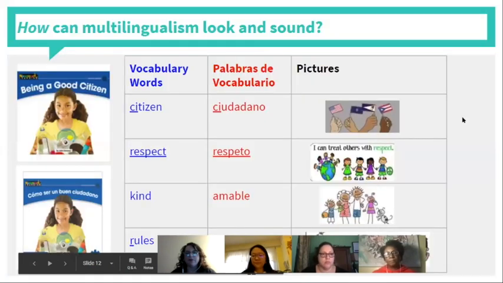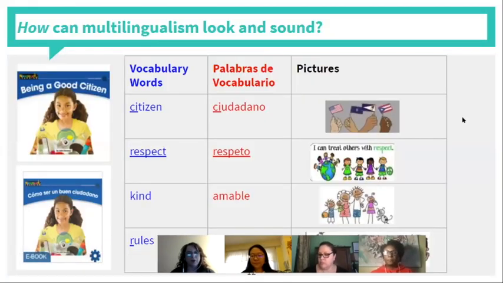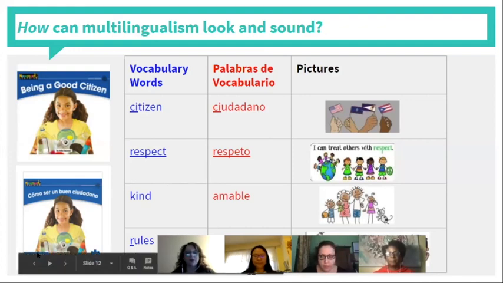This is an example of a chart that I used with my third grade group. These are dual language students. So we were reading about being a good citizen. We read in English, but we had the vocabulary in English and Spanish with the picture to support it, pointing out sounds that are the same, asking them, do you hear anything that sounds the same, with words like respect and respeto, and just helping them to see the connections between the languages.